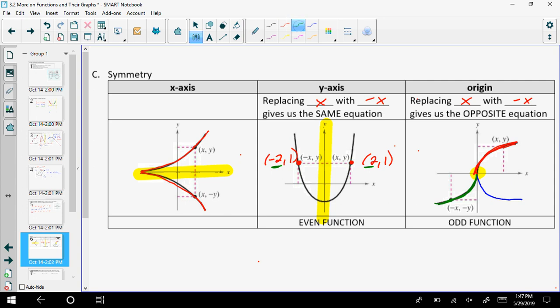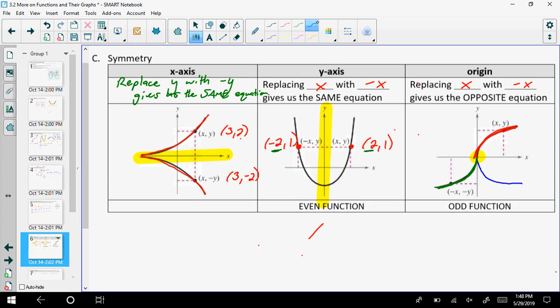And x-axis symmetry, I didn't put it up here, but I should have. If you replace y with negative y, and that gives us the same equation, then you have x-axis symmetry. And if we look at this graph, if this ordered pair up here was (3, 2), well, for it to be down here, this ordered pair would have to be (3, -2). It's the y's that changed.